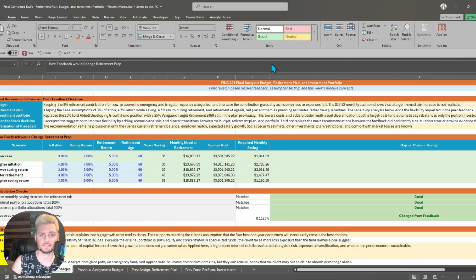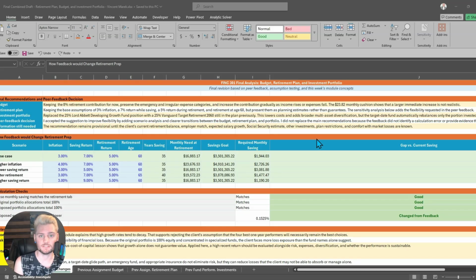My main recommendations were basically the same. My feedback didn't tell me about any errors or provide me with any changes or recommendations to my approach in this assignment. The two most important lessons I learned are that recent performance does not guarantee future results and that financial decisions cannot be evaluated separately. The budget determines how much can be saved, and the assumptions determine the retirement goal, and the portfolio affects the risk and the potential return for the client.